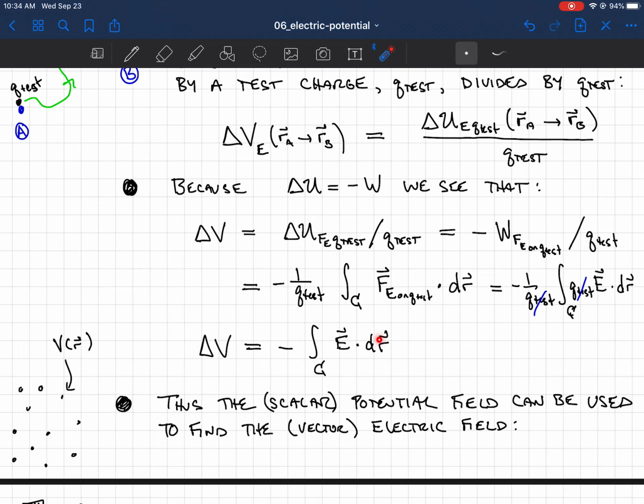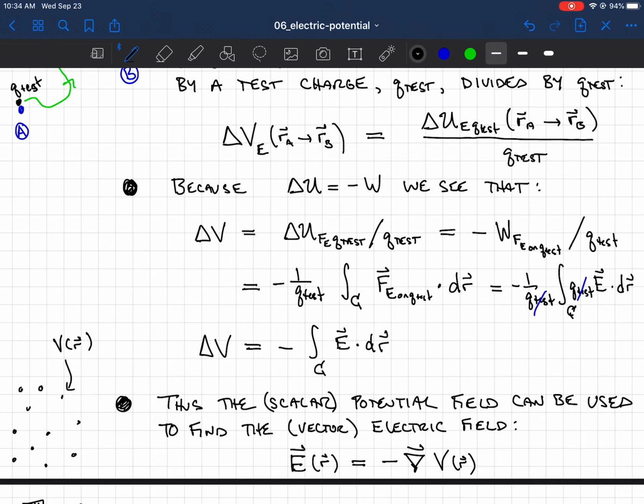So if you invert this expression, if the potential difference is the integral of the electric field, then the electric field is somehow the derivative of the potential, and it's exactly the same kind of derivative that we saw relating potential energy and force. The electric field vector at every point R is equal to minus the gradient of the scalar field, the potential value at every point R.